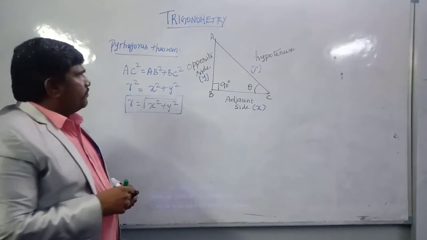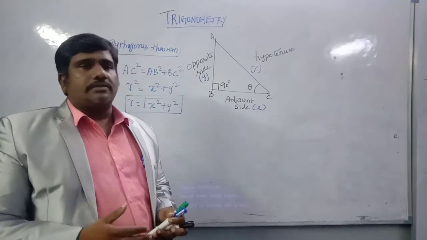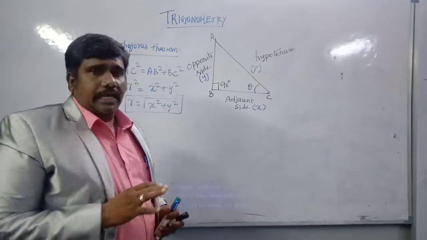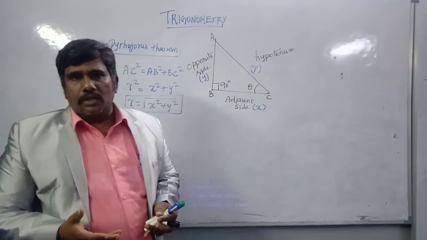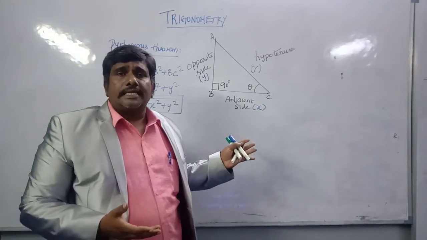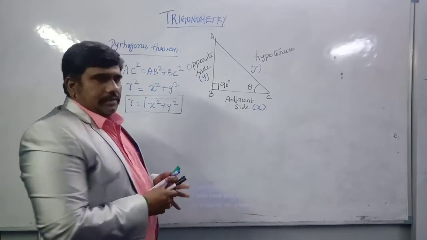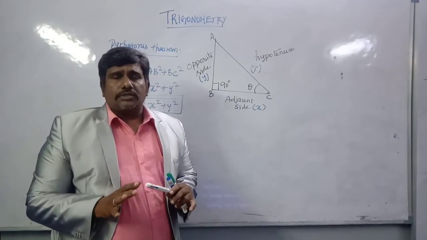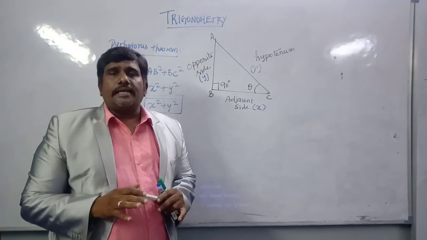Before we go into the trigonometric functions, we need to understand the relationship between these sides. What do trigonometric ratios deal with? They deal with the relationship between the angles and the sides of a right-angled triangle. How is it related? We have 6 trigonometric ratios, or trigonometric functions. Those functions are called circular functions.